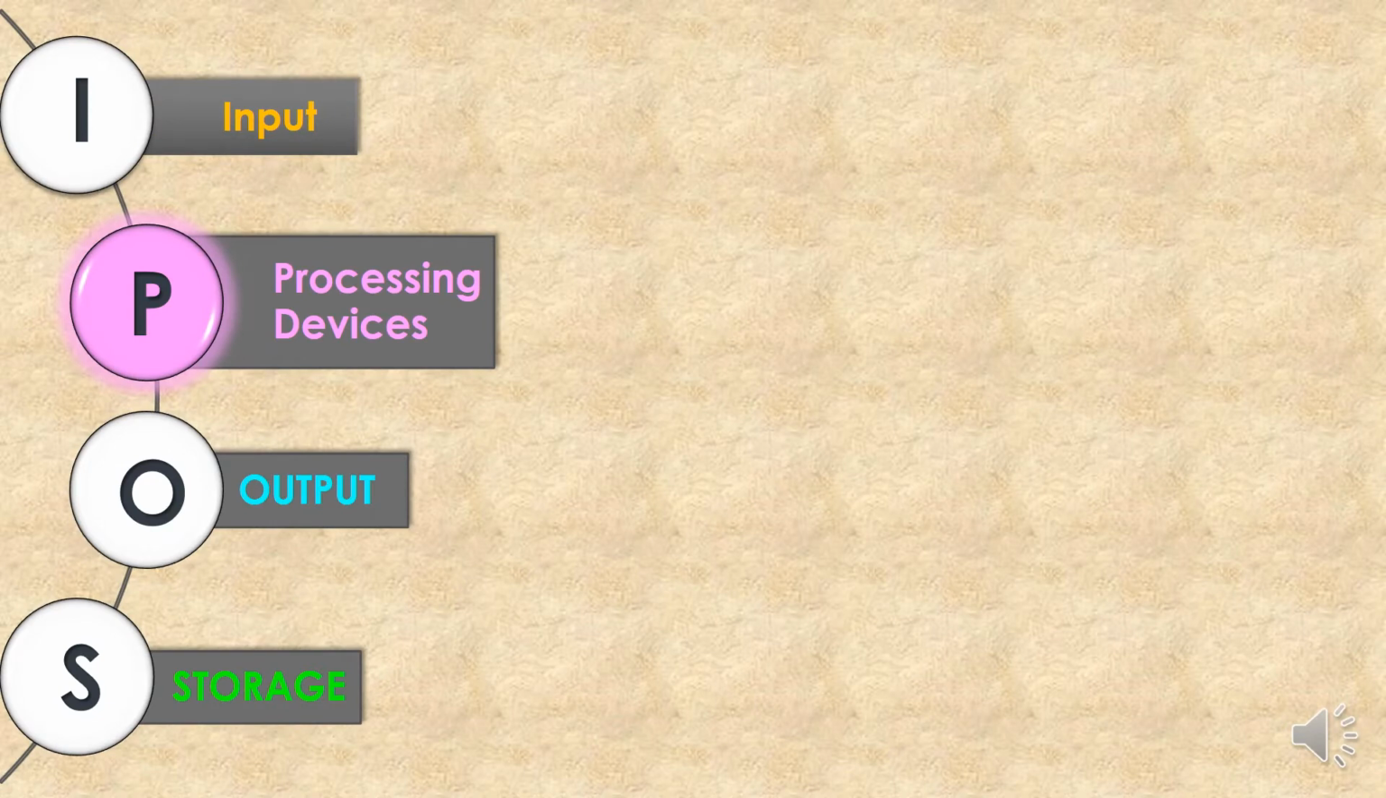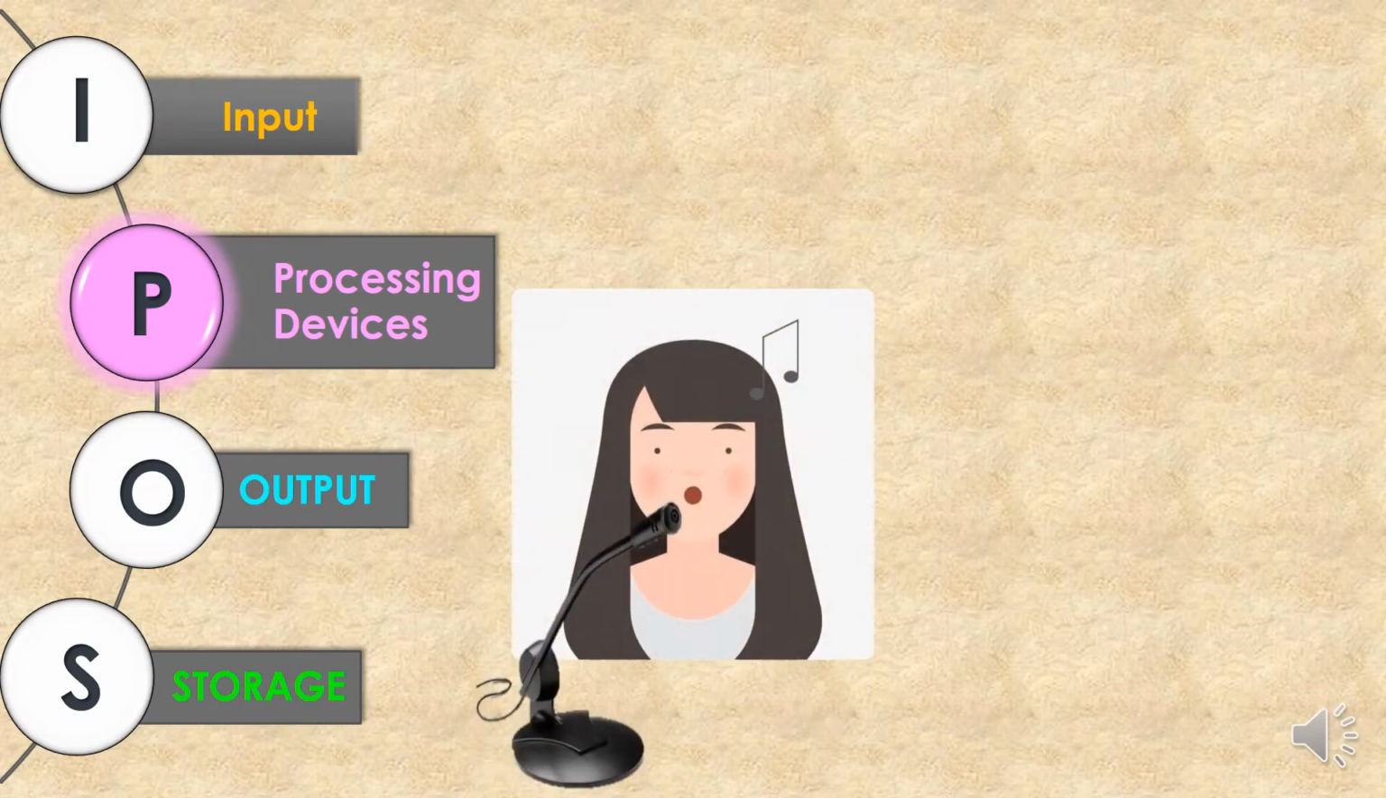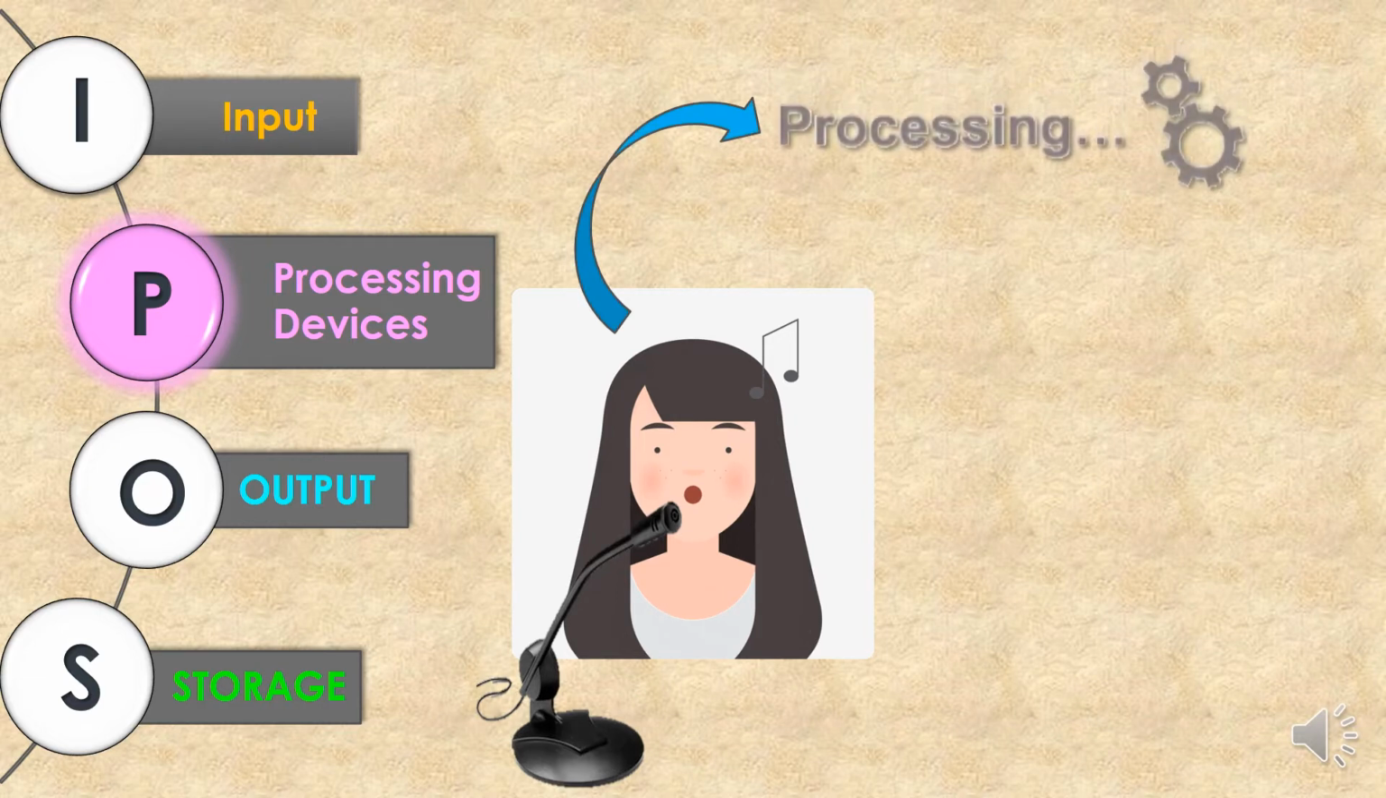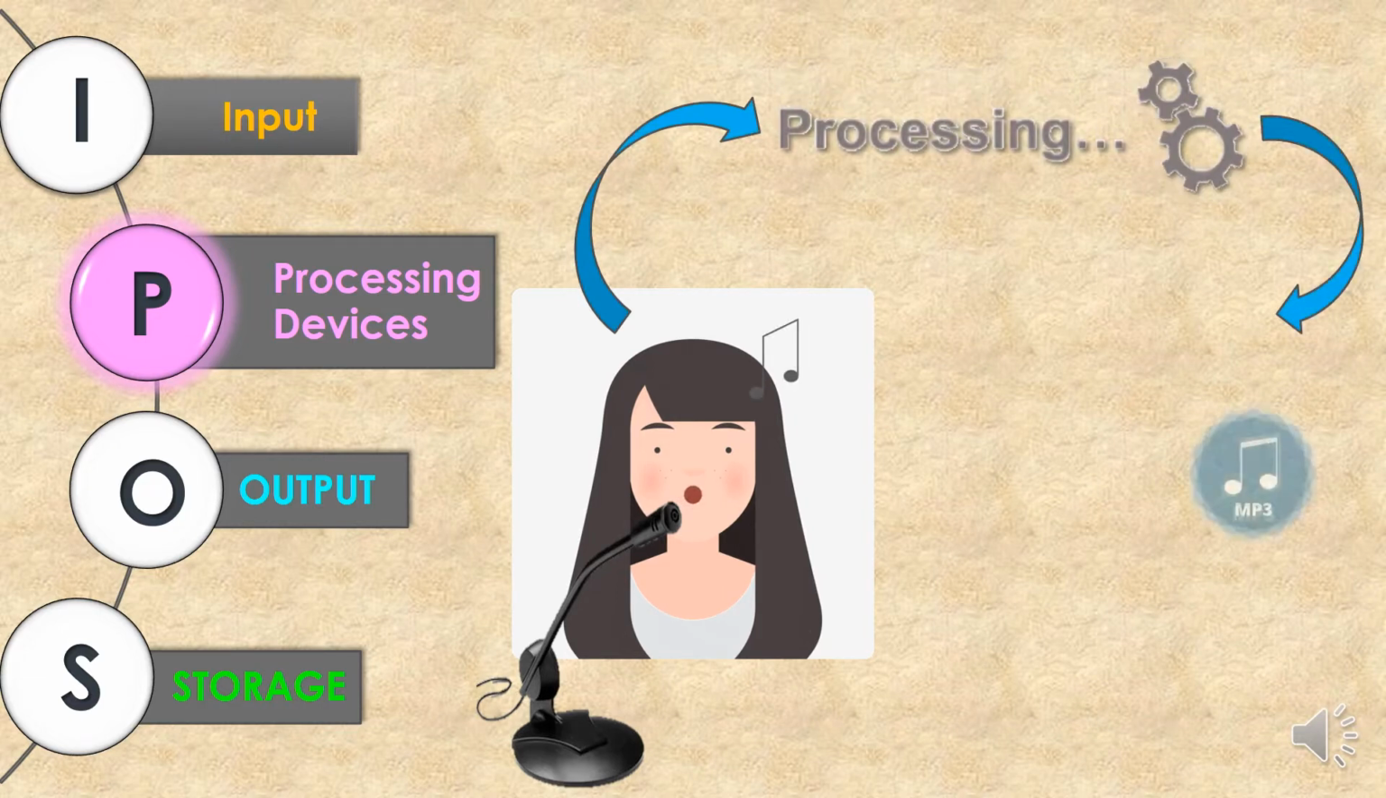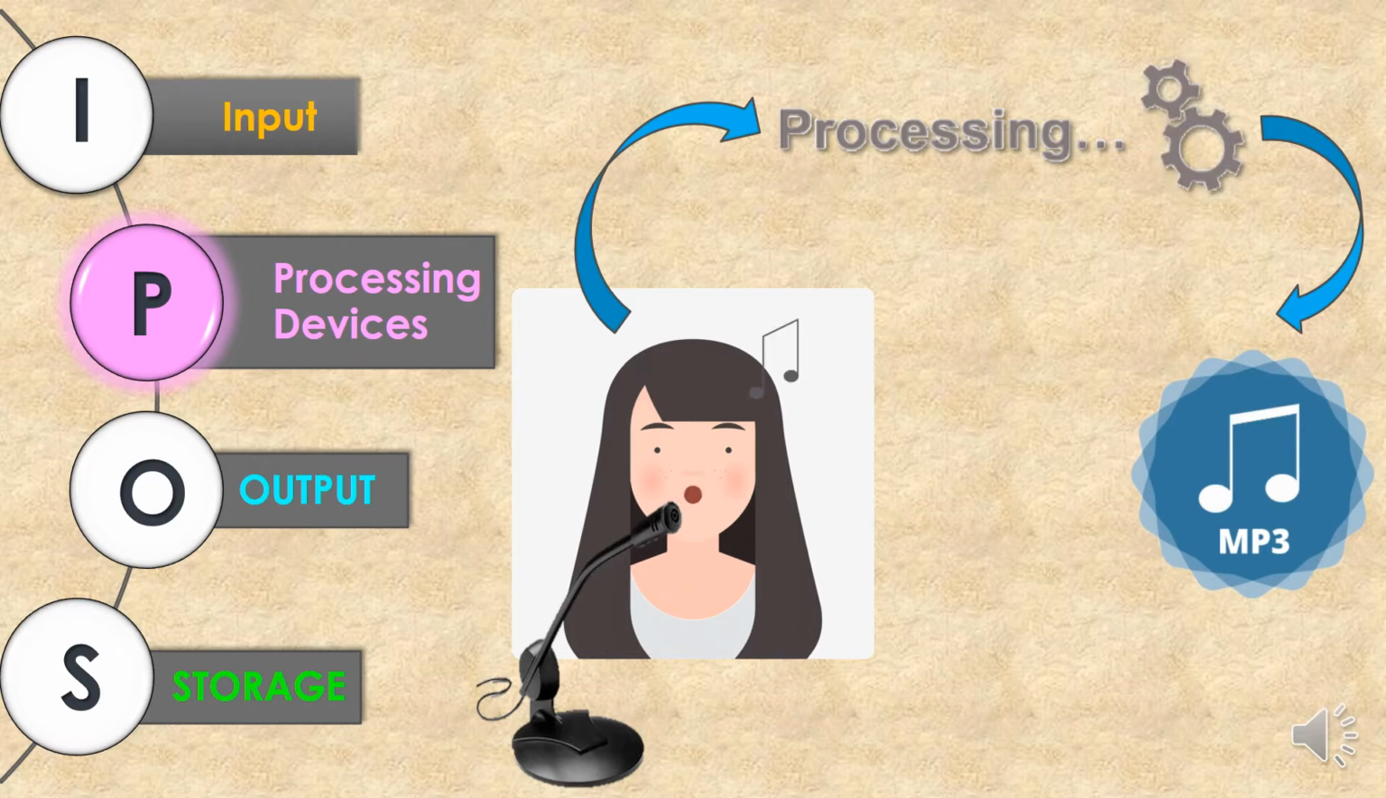Next we have the processing devices. Processing is the manipulation of input data by a sequence of instructions. So for example, you want to record your voice, convert and save it on the computer. First, you'll have to use an input device like a microphone. Then when the computer accepts the data, which is your voice, these processing devices will convert it into a digital format like MP3.